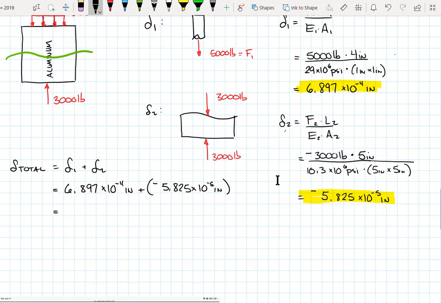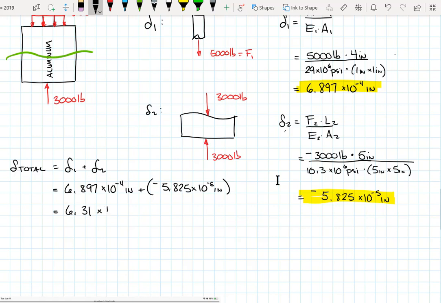So 6.897 times 10 to the negative 4th plus a negative 5.825 times 10 to the negative 5th is 6.31.